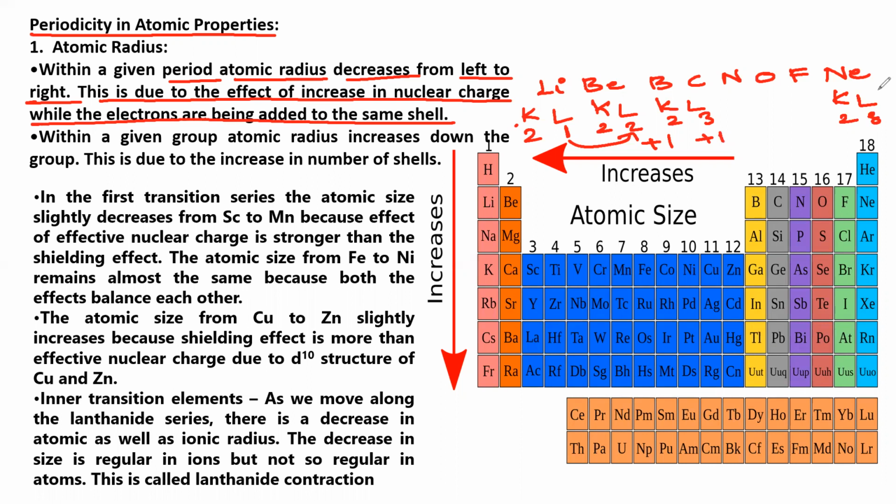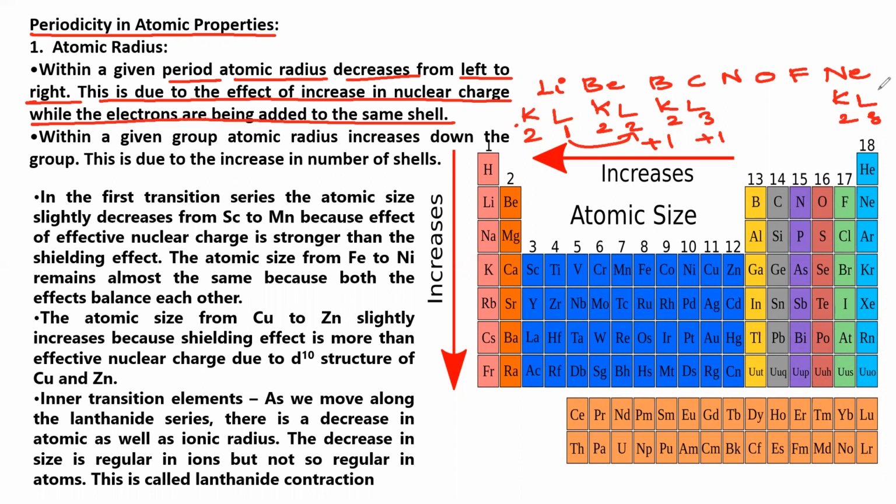As the number of protons is increasing, electrons are adding in the same shell. What happens? The nuclear charge increases. As the nuclear charge increases, it will have more attraction for the outermost electron, because already we know electron is negatively charged and nucleus is positively charged. As the nucleus contains protons, it is positively charged. So what happens? The nucleus will pull the outermost electron towards itself. So as we move from left to right in the period, what happens?